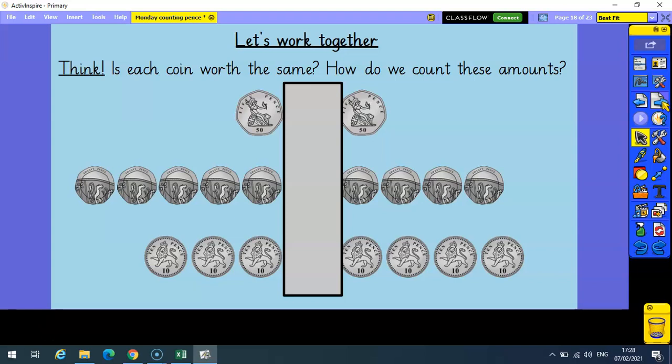Let's have another go at that. I've got 50p. I've got 50p. Which side has the greatest value?